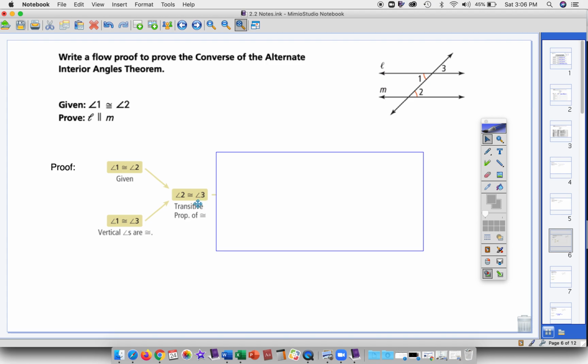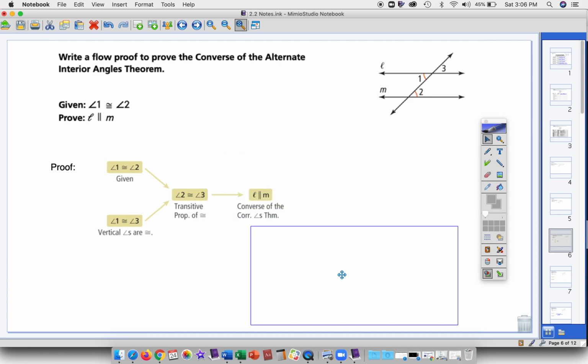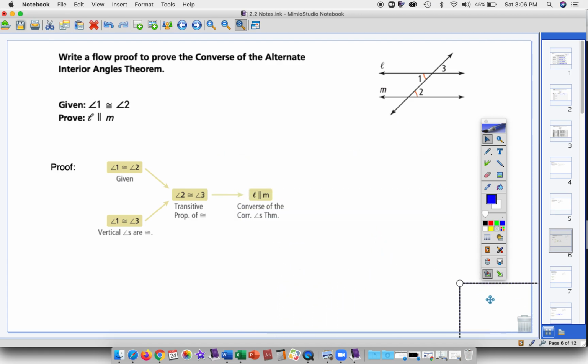Now we're at the point, this is a very short proof, as you can see. We're at the point where we're saying 2 is congruent to 3, so we can use our converse of the corresponding angles theorem and say that the lines are parallel.